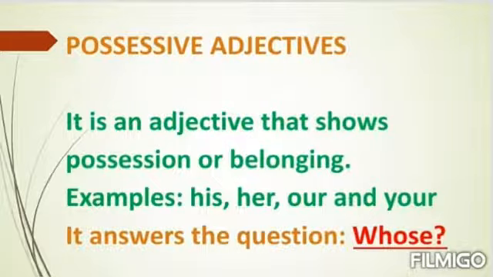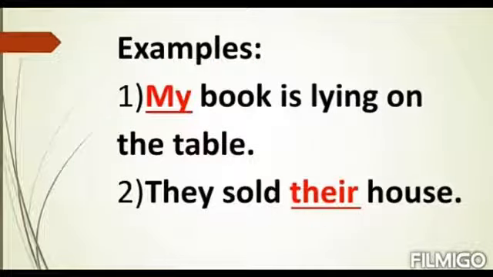See these examples. My book is lying on the table. They sold their house. In these sentences, my and their are adjectives. My tells us that the bag belongs to me or is possessed by me. Their house means the house possessed by them or belonging to them. These adjectives show possession or belonging and are called possessive adjectives.